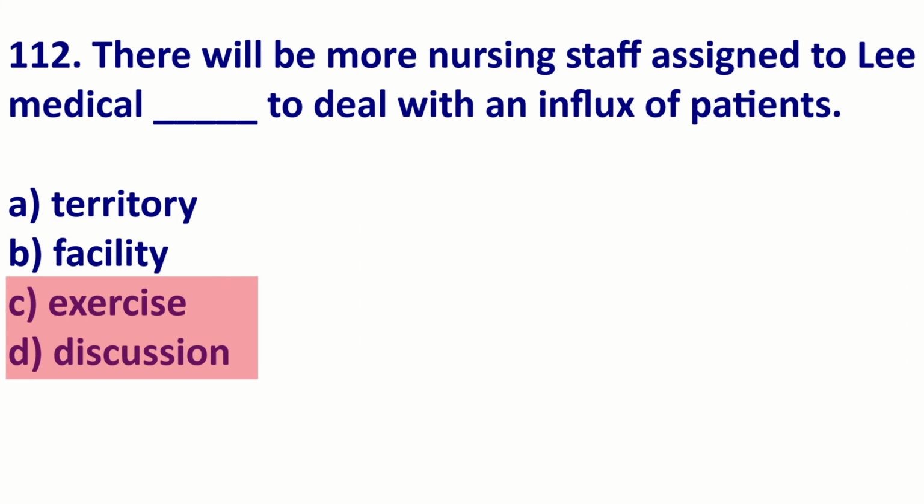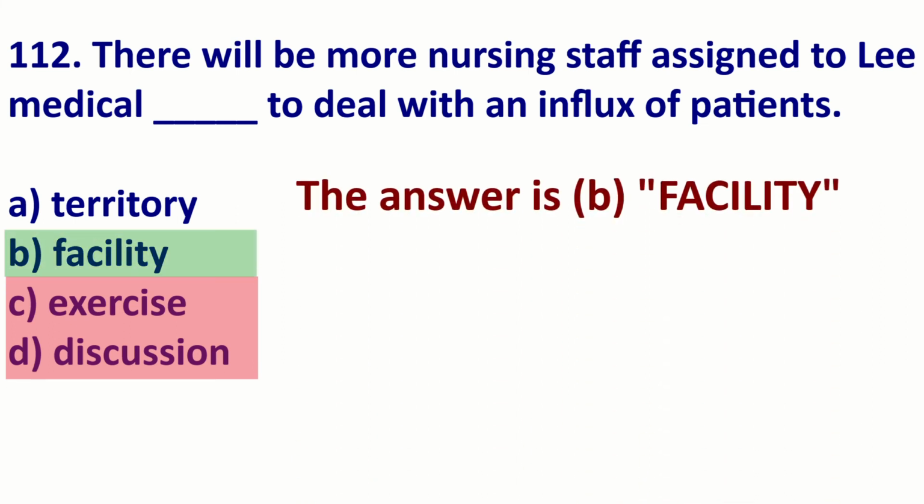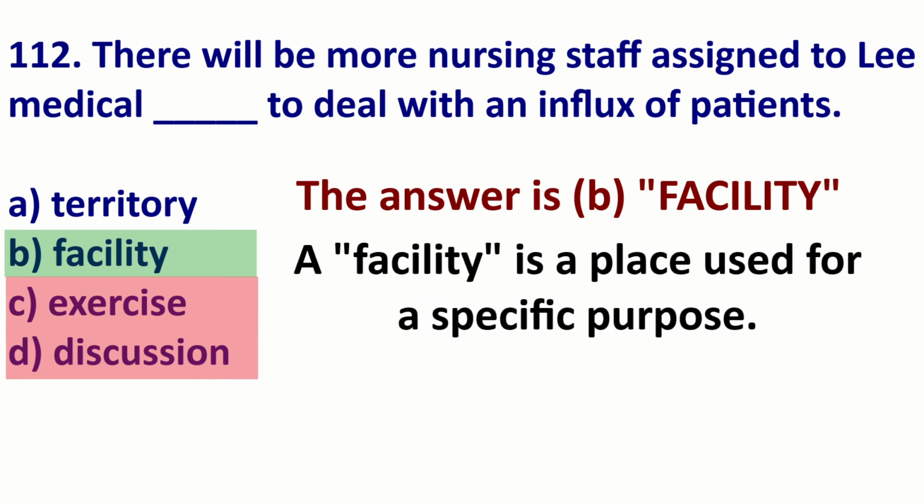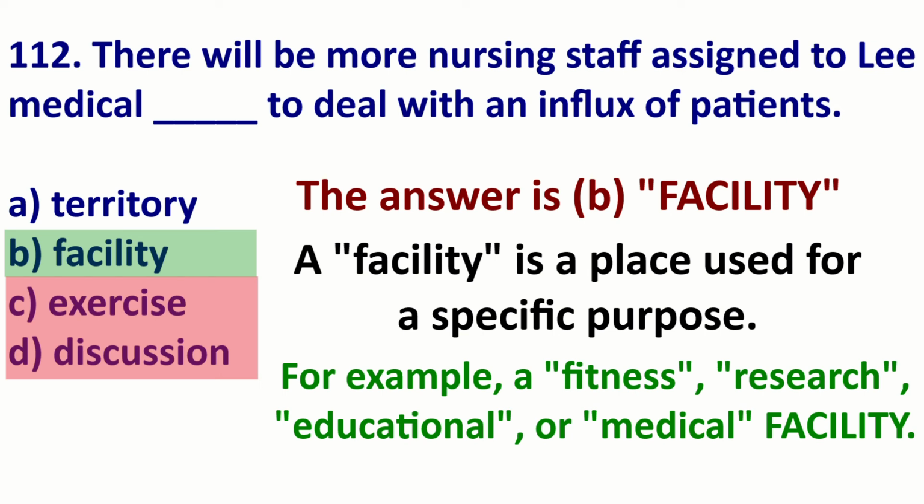So now we look at A and B. The best answer is B. A facility is a place used for a specific purpose. For example, a fitness facility, an educational facility, which is a school, a medical facility. Basically, this is a hospital or clinic. So there will be more nursing staff assigned to Lee Medical Facility. So this location, this building. So the answer is B.